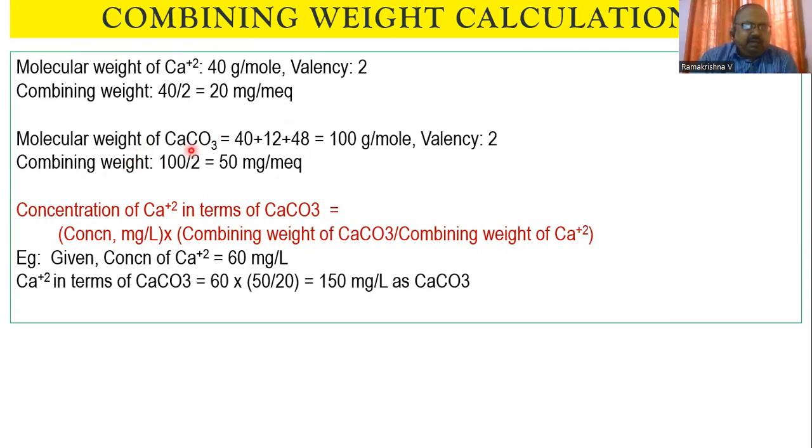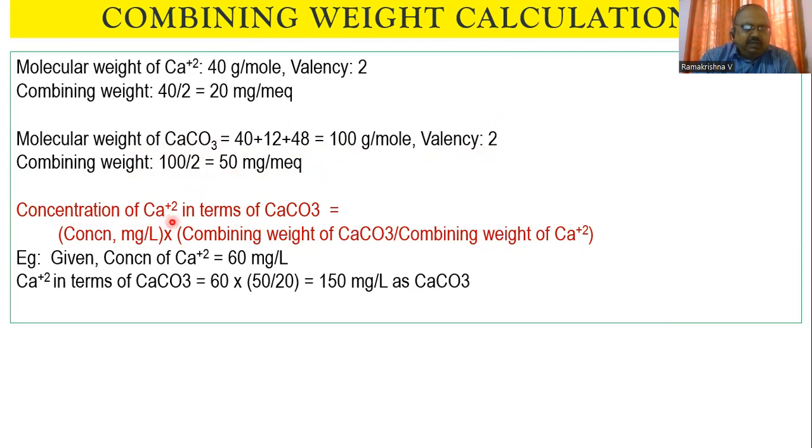Similarly, the molecular weight of calcium carbonate is equal to 40 for calcium, 12 for carbon, and O3 is 16 into 3, 48, total 100 grams. And when you break up into Ca plus 2 and CO3 minus 2, the number of ions in the reaction is now 2. So the combining weight is equal to 100 by 2, 50 milligram per milliequivalent.